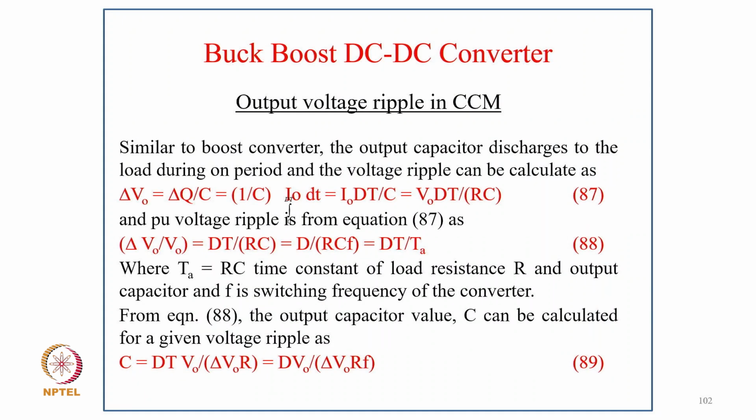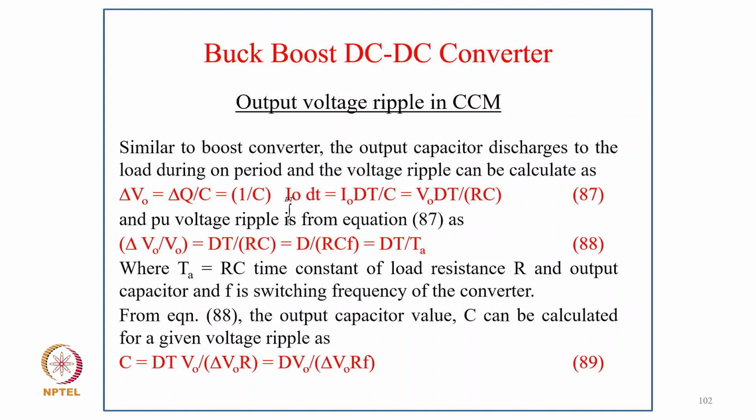So now coming to the buck-boost converter operation in output voltage ripple in continuous conduction mode. Similar to the boost converter, the output capacitor discharges to the load during the on period, and the voltage ripple can be calculated as delta VO equal to delta Q/C, that is 1/C into IO into DT, or IO DT/C, or VO DT/RC, and the per unit voltage ripple is defined from this.